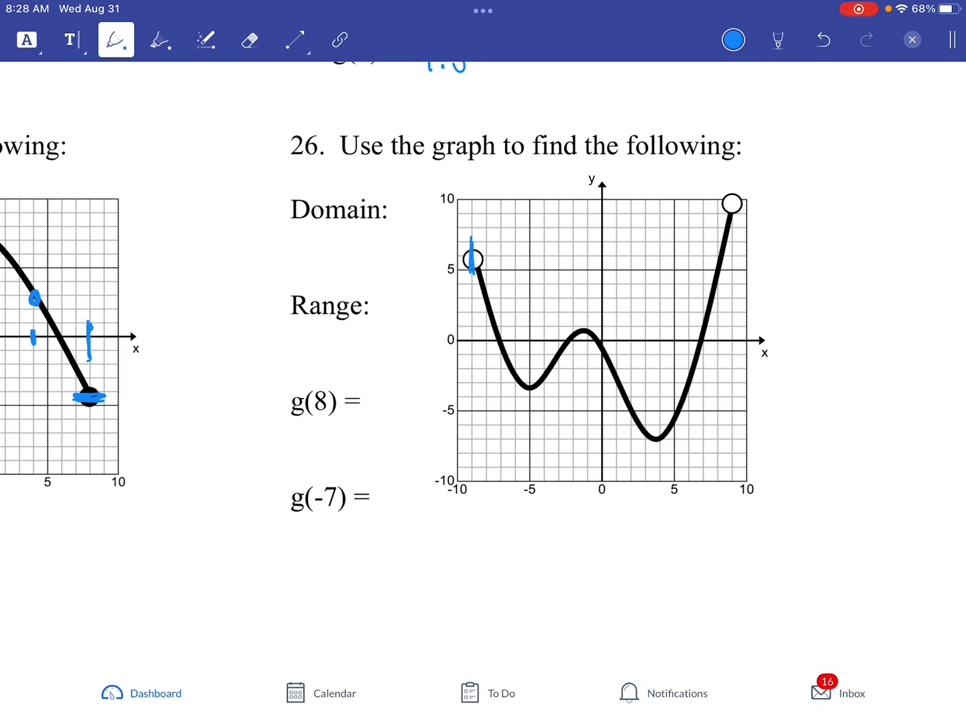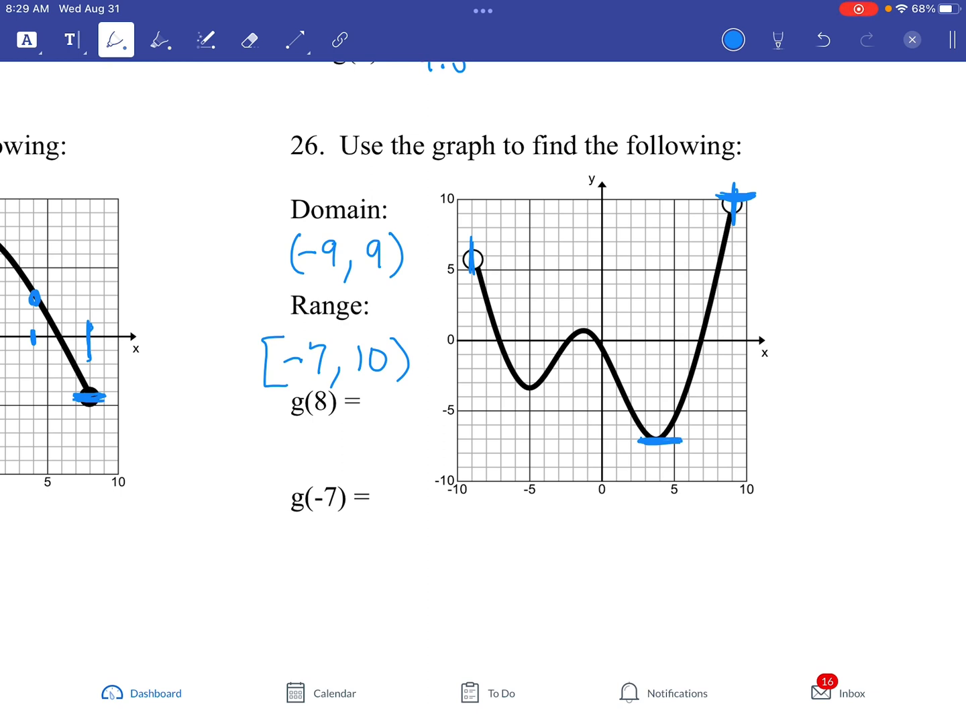Domain goes over to here, which is going to be at negative 9. It is a parentheses to positive 9 on the other side, also parentheses. The range, the lowest point of the graph is down here at negative 7. Because it's on a solid line, this is a bracket. It goes all the way up to the top at 10 with the parentheses because it's an open circle.